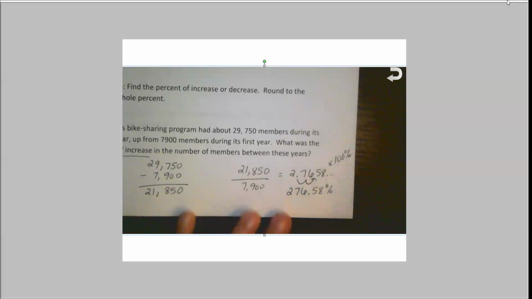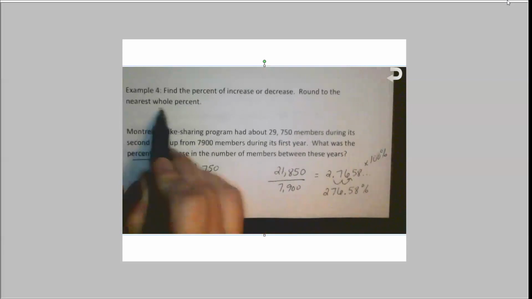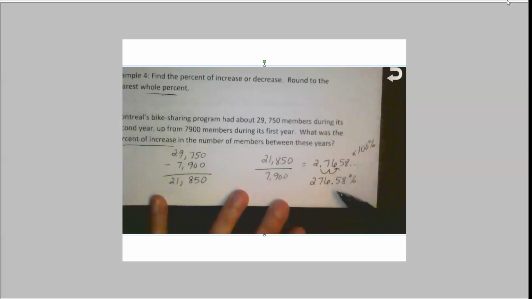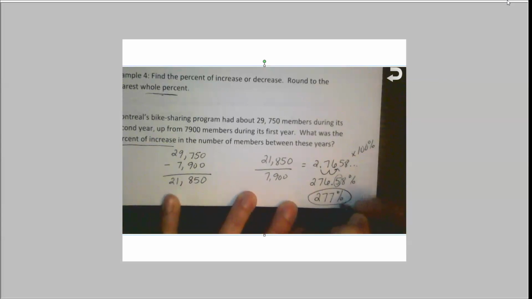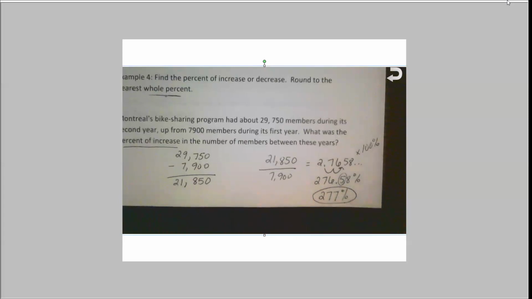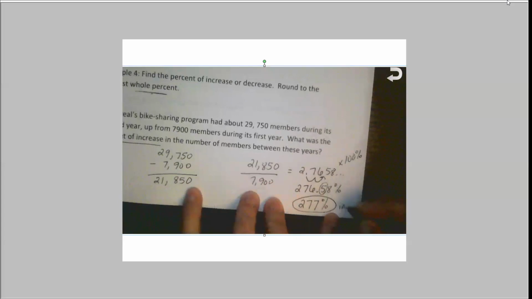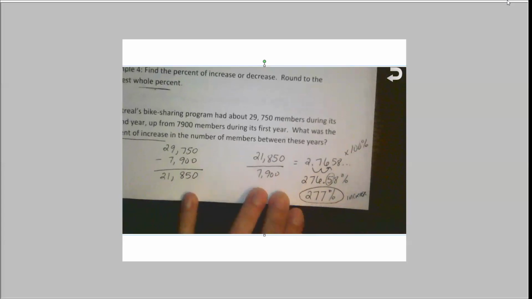276.58%. Okay? But if you remember back in the directions, it did say round to the nearest whole percent. I want an answer without its decimal parts. So I'm going to look at that number right behind the decimal, 5 or more, bump up the score. So this will actually round up to 277%, rounding to the nearest whole percent. Okay, so follow those directions regarding rounding. Also, this answer is a positive number, so that does indicate an increase, but we need to be sure and label that as an increase. This was a 277% increase.